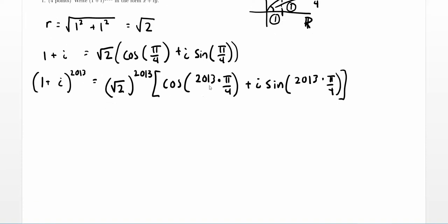Let's try to figure out what 2013 times pi over 4 is in order to take the cosine and the sine of that angle. So let's think. Pi over 4 times, I want to break this up into an even number, so I'll say 2012 plus 1. I like that because 4 goes into 2012 503 times. So this is going to be pi times 503 plus pi over 4.